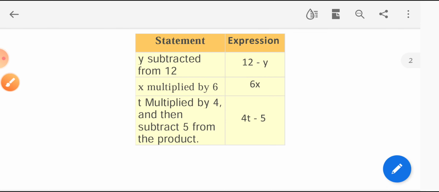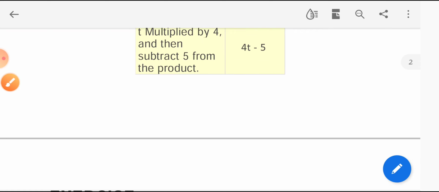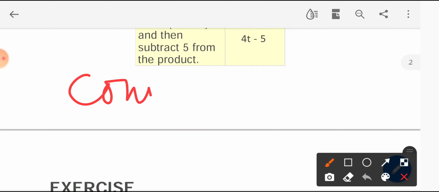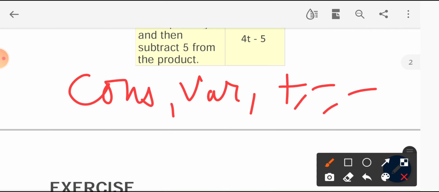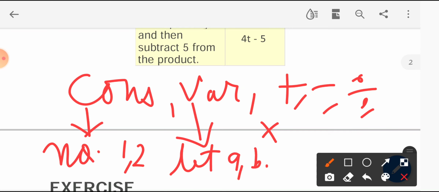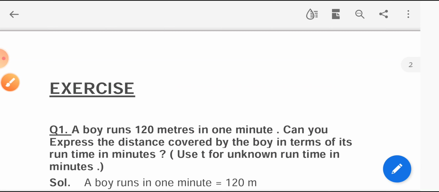So in this way, if a statement is given, we can make the expressions. So what is an arithmetic expression? Which contains both constants, variables, and the 4 operations like plus, minus, division and multiplication, where constants are numbers like 1, 2, 3, and variables are letters. For example, small letters a, b, c, p, q, r, any. So using all these three, we are making arithmetic expressions. Now see the exercise questions.